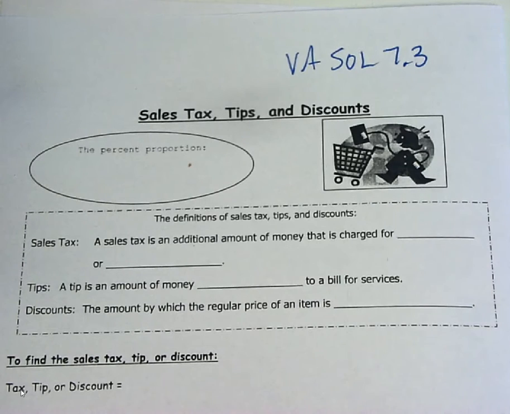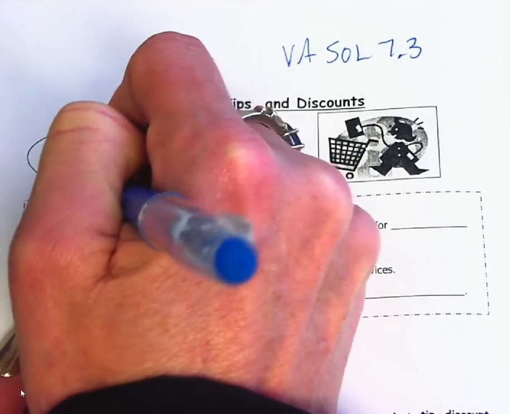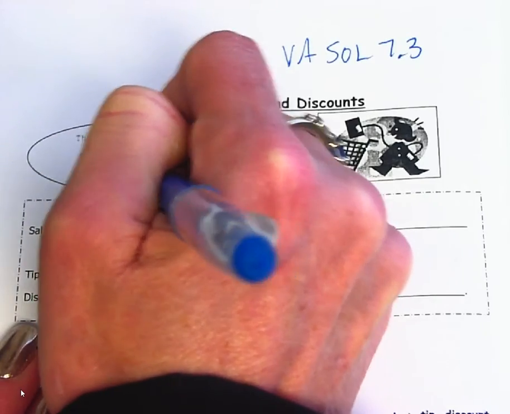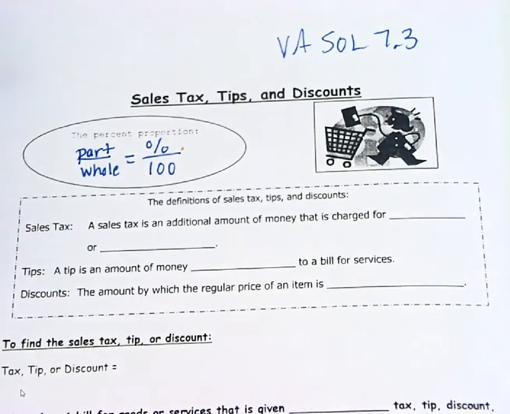So the percent proportion is just like we've been working on in class. So we're going to use the same proportion. So we have part over whole is equal to percent over 100.